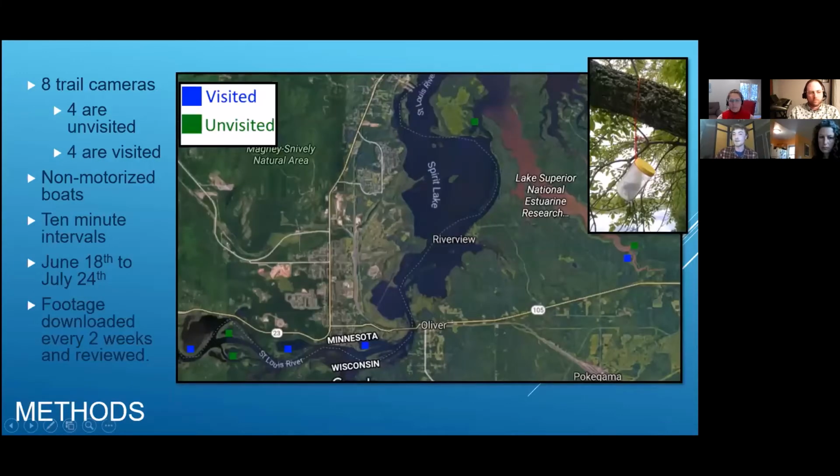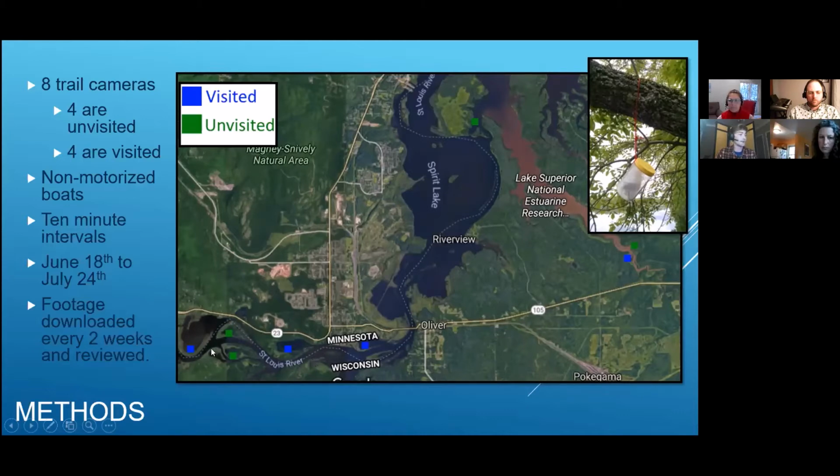To do this, I set out 8 different trail cameras, and I had 8 different bays to set these trail cameras in. All these were areas that grew wild rice naturally or have been reseeded with wild rice. If you look over here, you can see that these visited bays were a little bit more accessible by boat launch, so a lot easier for people to accidentally stumble upon. And then the unvisited bays were a little bit more enclosed in these more hidden areas.